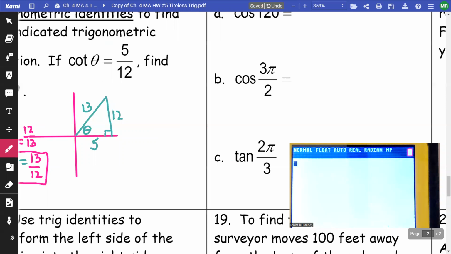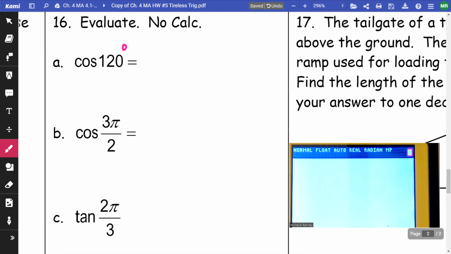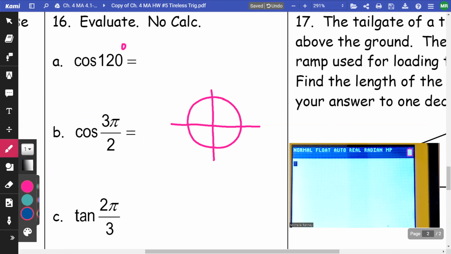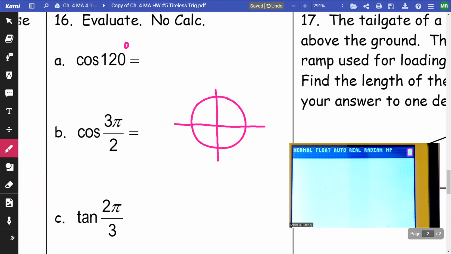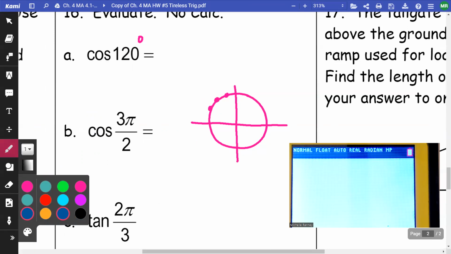On B, we want to evaluate each of these without a calculator. And this is 120 degrees. So for this, I'm going to just draw a unit circle that I'm going to use for each of these. Okay. For the first one, 120 degrees is going to be in quadrant 2. So if I'm looking at that, my 120 degrees is going to be here.